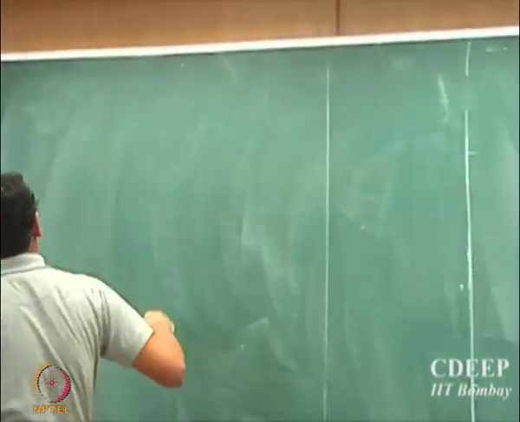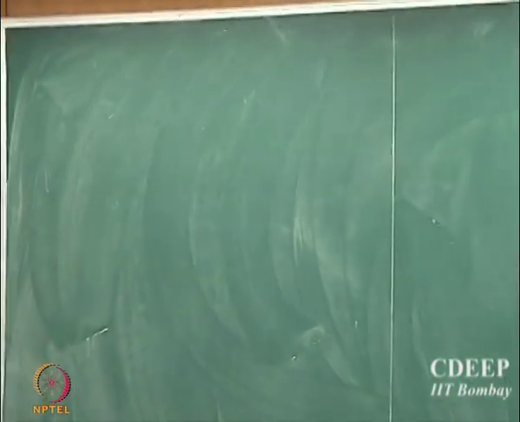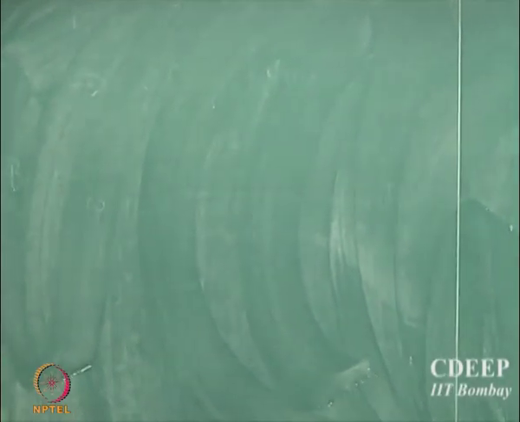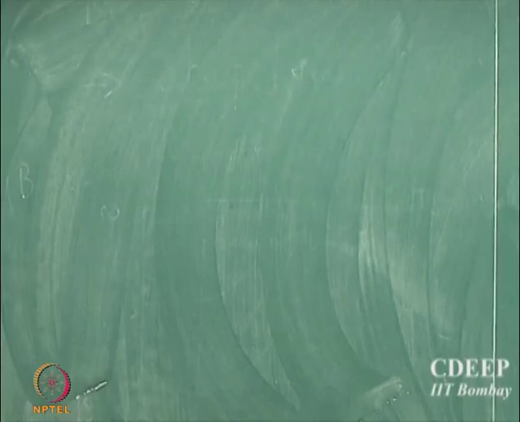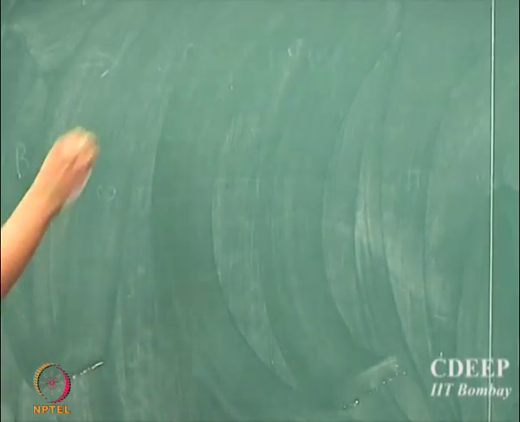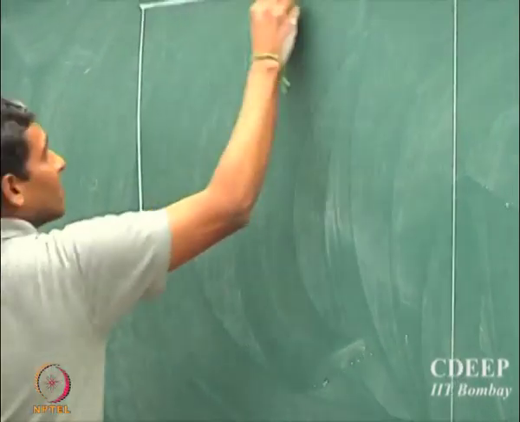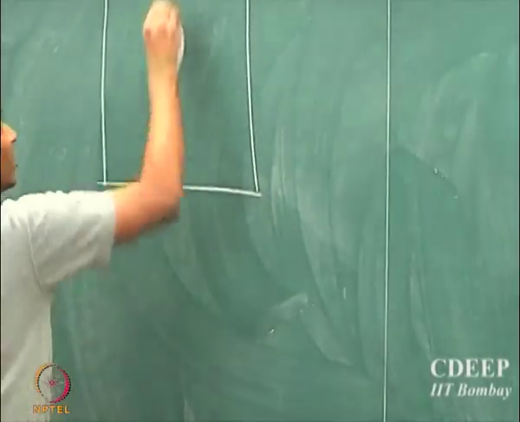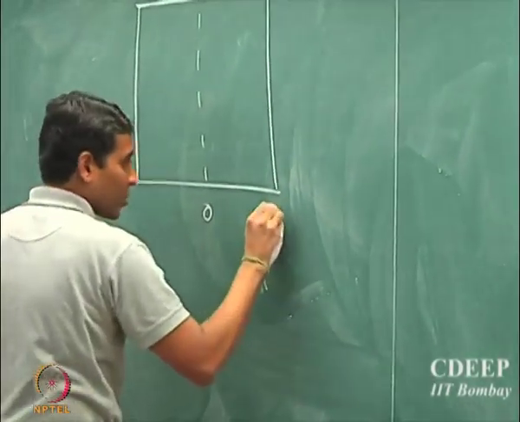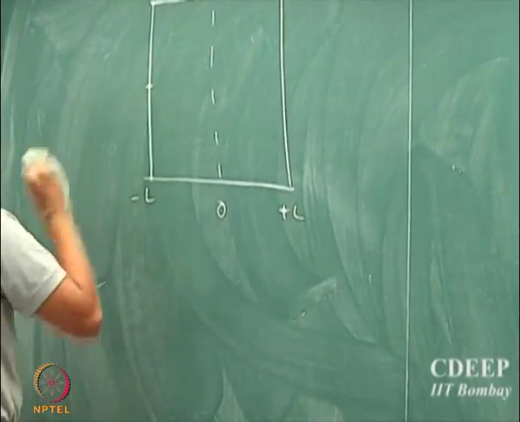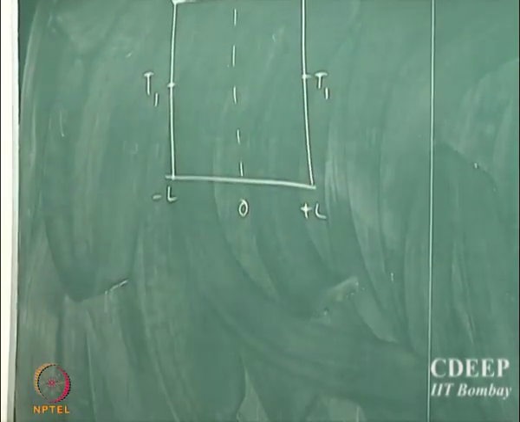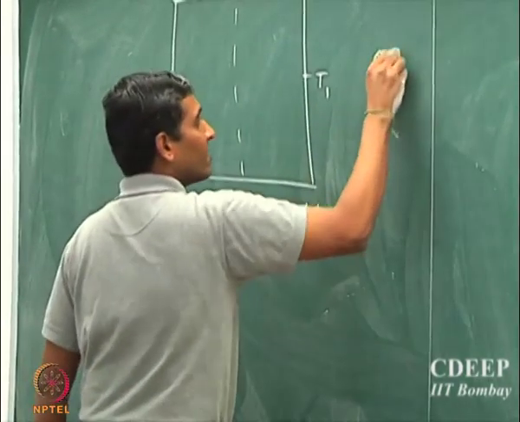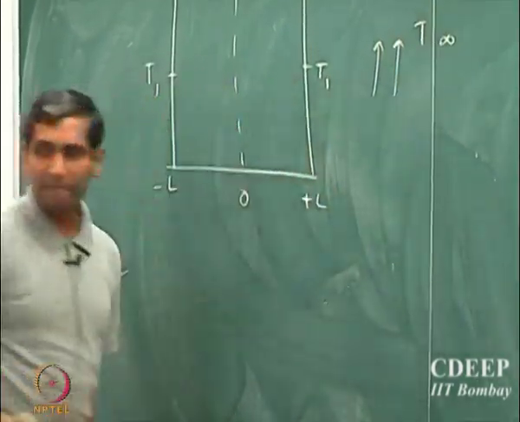So supposing we next take the actual system, we try to sketch the temperature profile in a slab without writing the model equation. So let's now write the model equation. Supposing you have a slab, from plus L to minus L, and let's say the temperature here is T1, and the fluid which is flowing around is at temperature T infinity.